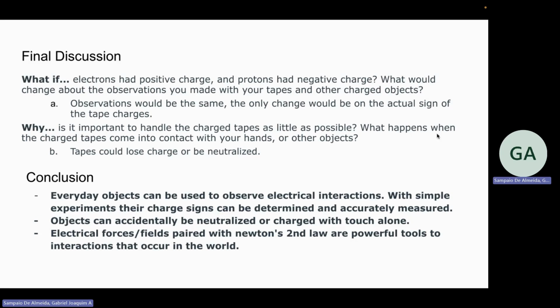For the conclusion, we can understand that everyday objects can be used to observe critical interactions. With simple experiments, we can determine charges. Objects can also be accidentally neutralized or charged with touch alone. And electrical forces with Newton's second law are very powerful tools to understand interactions in the world.